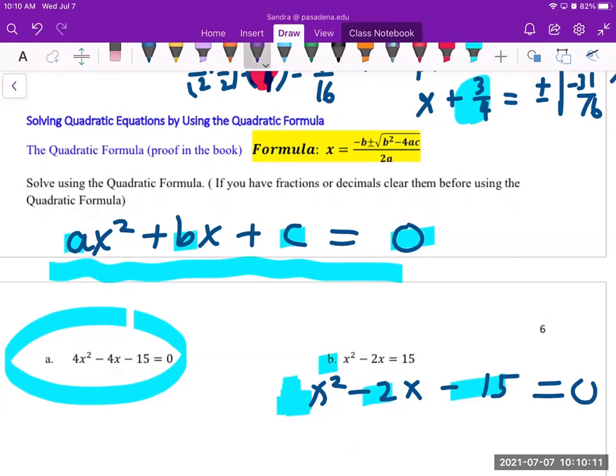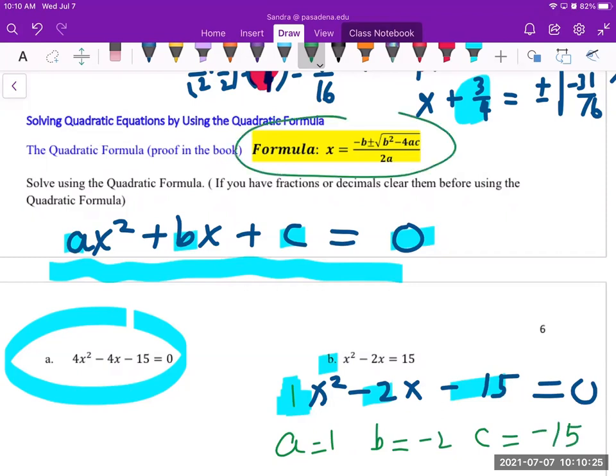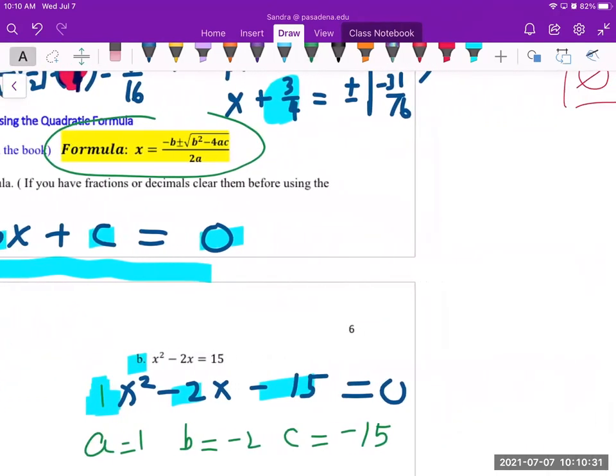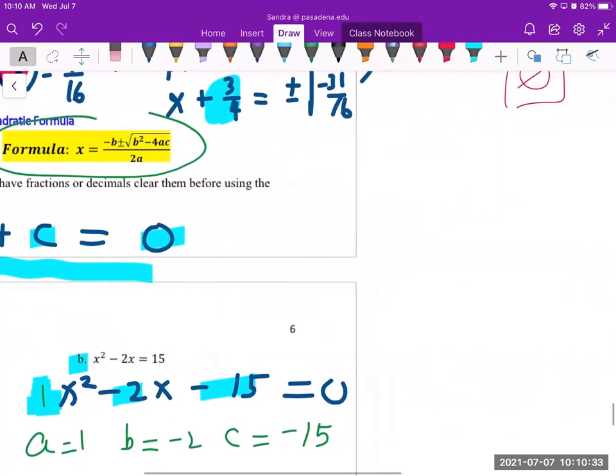So then I can see that my a has to be equal to 1 if I don't have one, and b is -2 and c is -15. I'm going to plug those values into the formula. Okay, so you need your formula right there. Let me go ahead and input them into the formula.